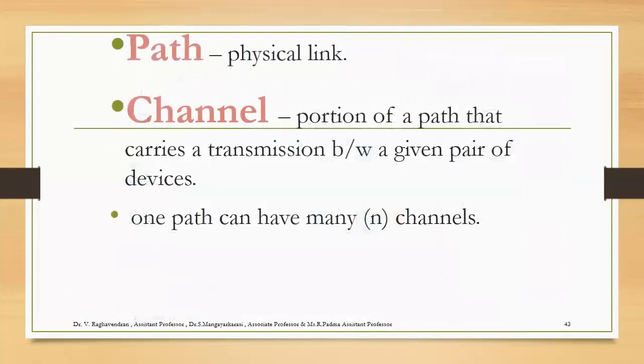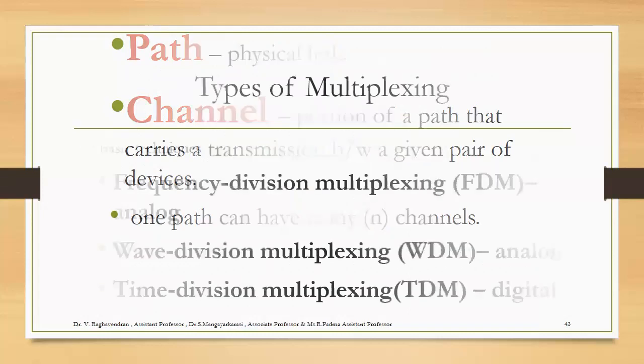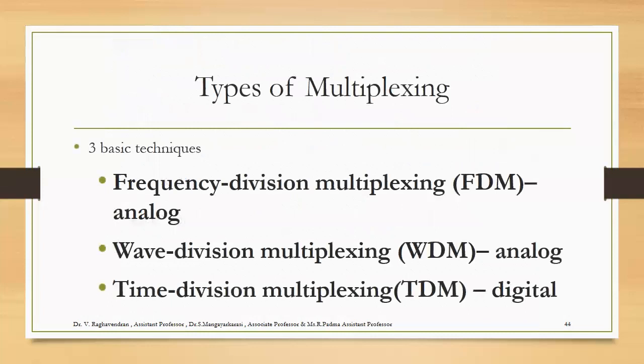So here, path means it is identified as the physical link. Channel means the portion of a path that carries a transmission between a given pair of devices. Here one path can have n channels. Next one, what are the different types of multiplexing available?